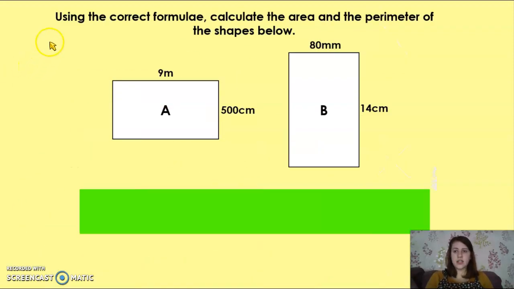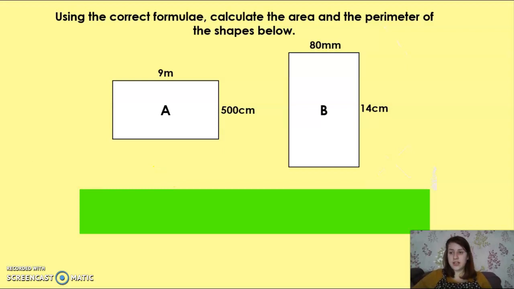Okay. Next question. Using the correct formula, and we just talked about formula, that just means to work out area, you times the width by the length. To work out the perimeter, you add all the sides. So using those correct formulas, calculate the area and perimeter of the shapes below. Again, this is what we did on Monday. It's two rectangles. They're not compound shapes. So can you work out the area and perimeter of both of those shapes? Pause the video and then have a go, and then come back when you are ready for the answers.